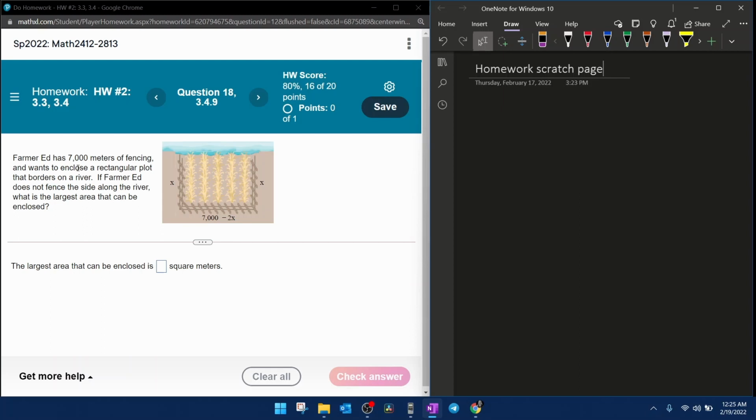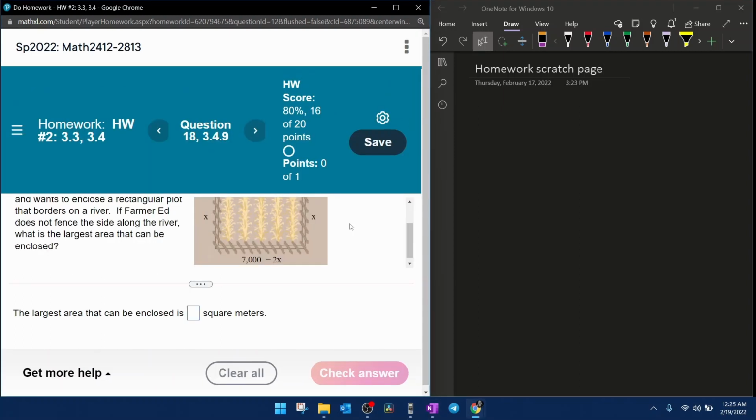Farmer Ed has 7,000 meters of fencing and he wants to enclose a rectangular plot that borders on a river. Now, since the plot borders the river, that means he's only going to need to fence 3 of the sides. It says if Farmer Ed does not fence the side along the river, what is the largest area that can be enclosed? So I thought that picture might be a little hard to see, so I tried to zoom in some here.